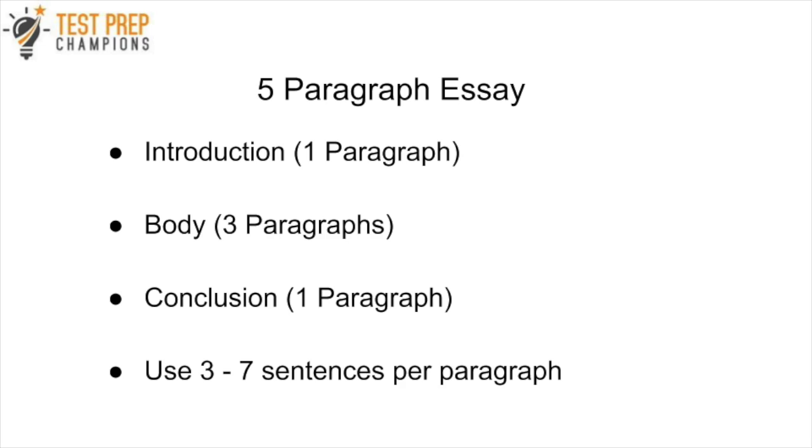So I want to start off by going over a proven formula that anyone can use to raise your score on GED writing. It starts off with a 5-paragraph essay: an introductory paragraph, then 3 body paragraphs, then a conclusion, and you also want to use 3 to 7 sentences per paragraph. As far as word count goes, you want to shoot for between 300 and 500 words.